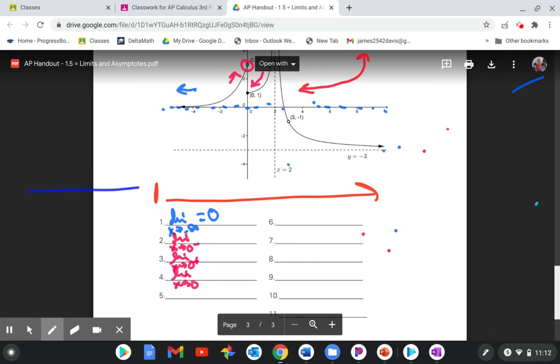You could still write that as a limit statement. So come up with as much as you can there. I believe there should be 11.